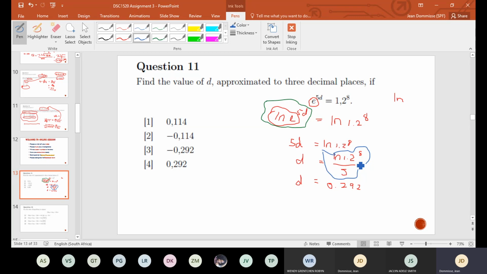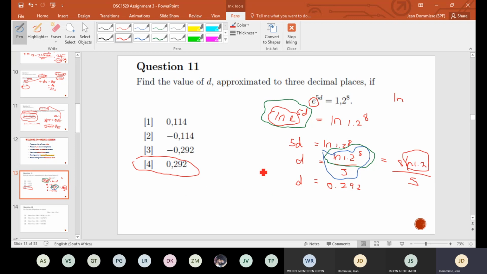I just want to check the other method that I had in mind. If it's not working, I'm not going to tell you. Okay, no, that also works. So you can set it equal to 8 times ln 1.2. You take ln of 1.2, multiply by 8, and divide the whole thing by 5, and you will get the same answer.